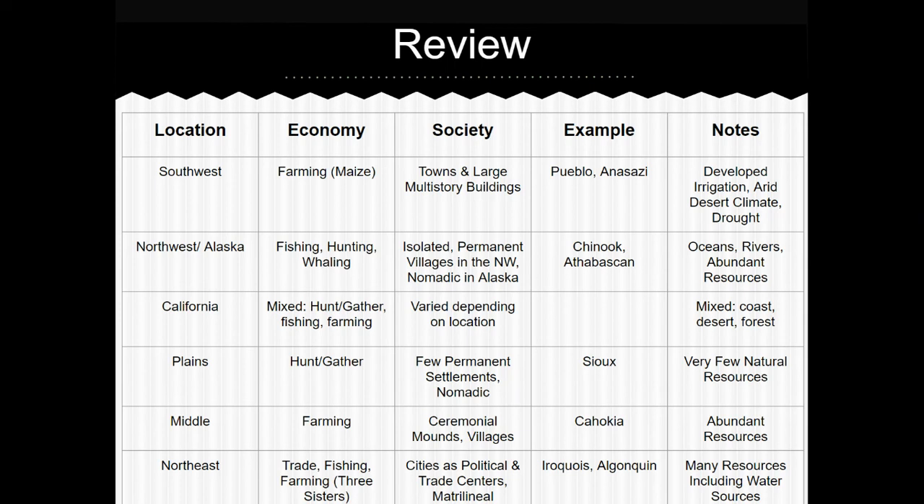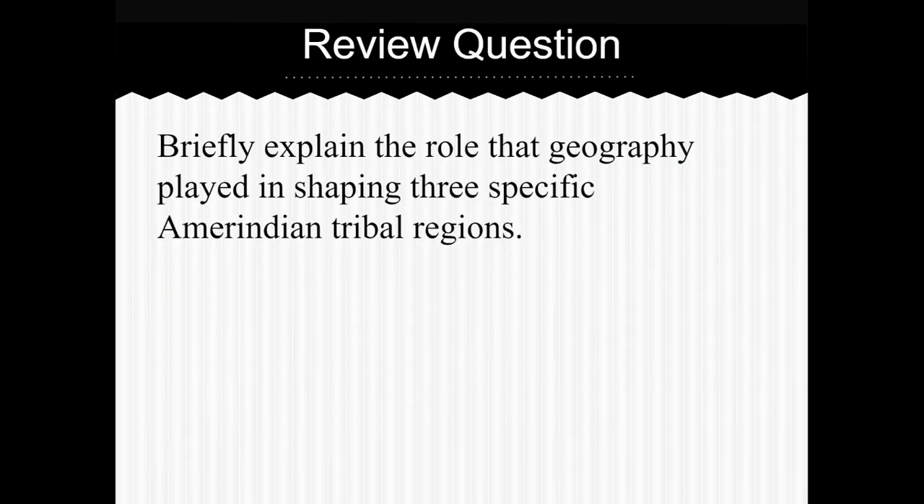But I did give you all except for in California because there were so many tribes in California, I didn't have a specific one. And one thing then I want you to think about here, kind of a review question, is if you can name this, then you have understood my lesson. So you could go back and look at it again if you need to and read it again. But I want you to briefly explain the role that geography played in shaping three specific regions.